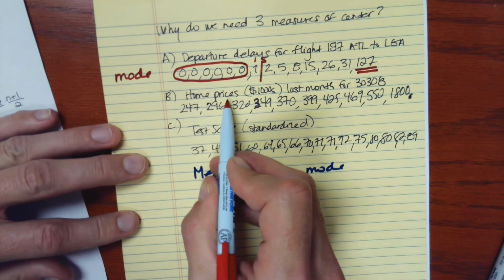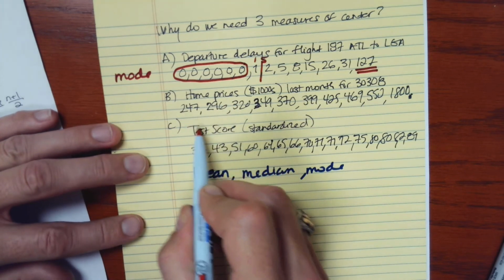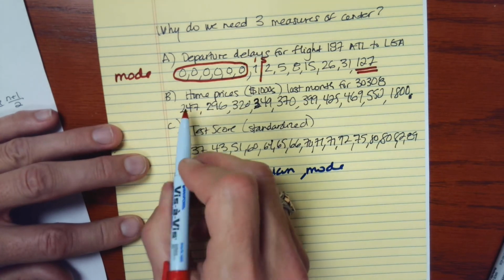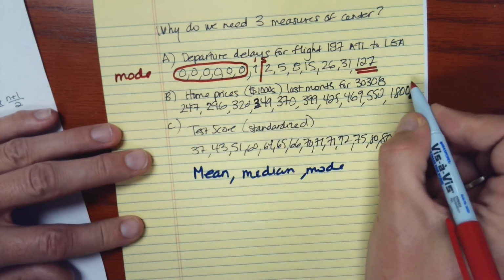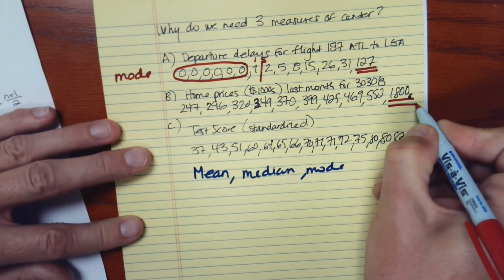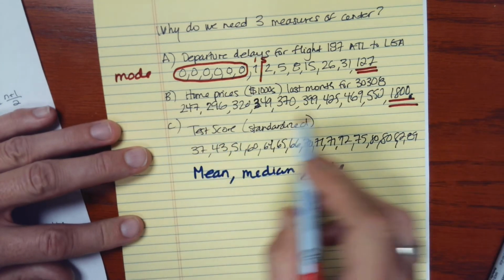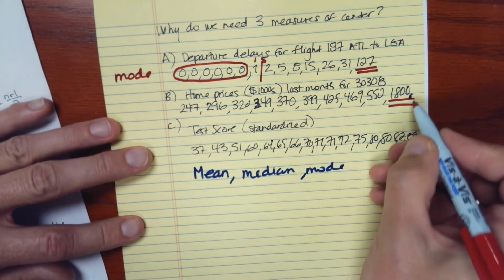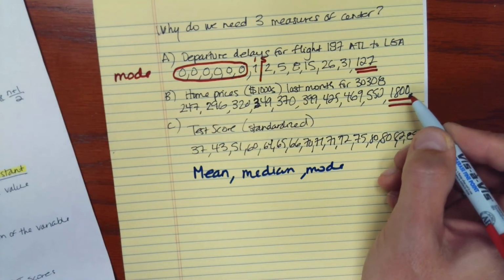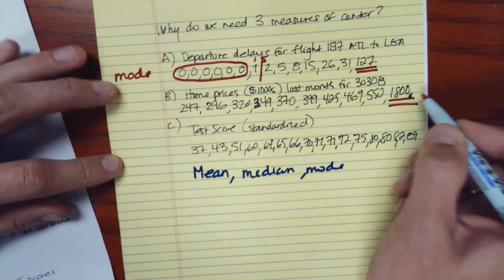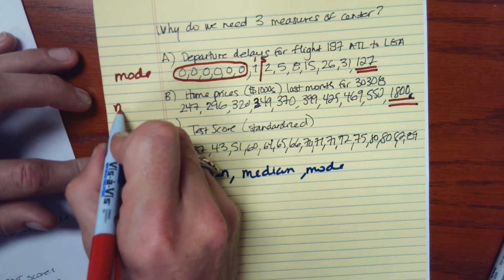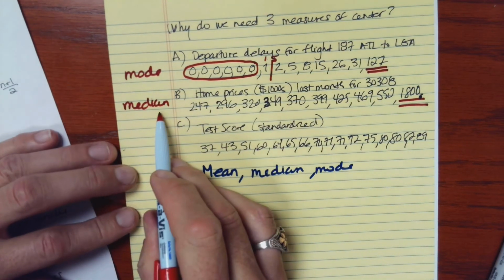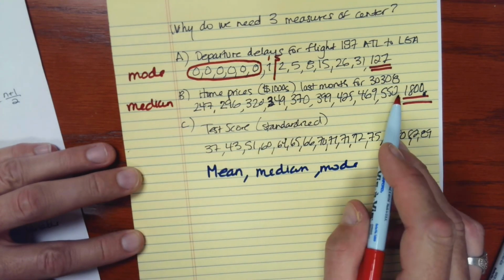For home prices, I have some values, a lot of them ranging from 250 to 550, but we have an extreme value. Now, there aren't any repeating values. I think in this case, since I have this extreme value which would skew the mean, I might choose the median here. And in fact, the median is commonly used to describe home prices.